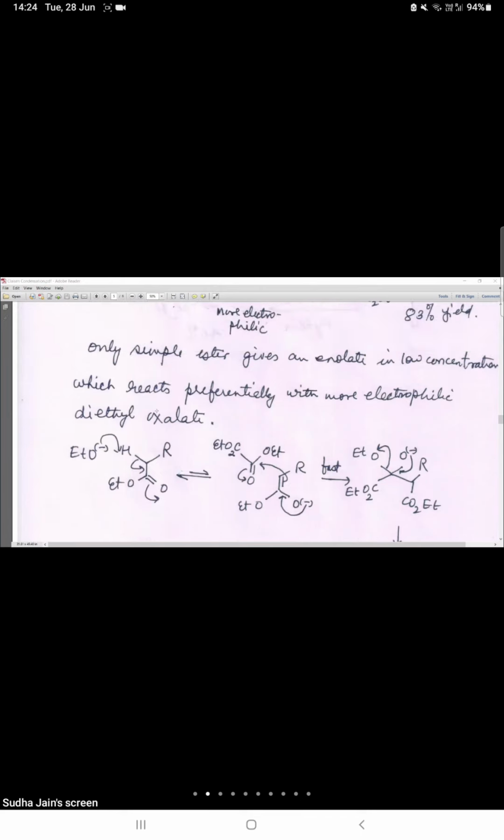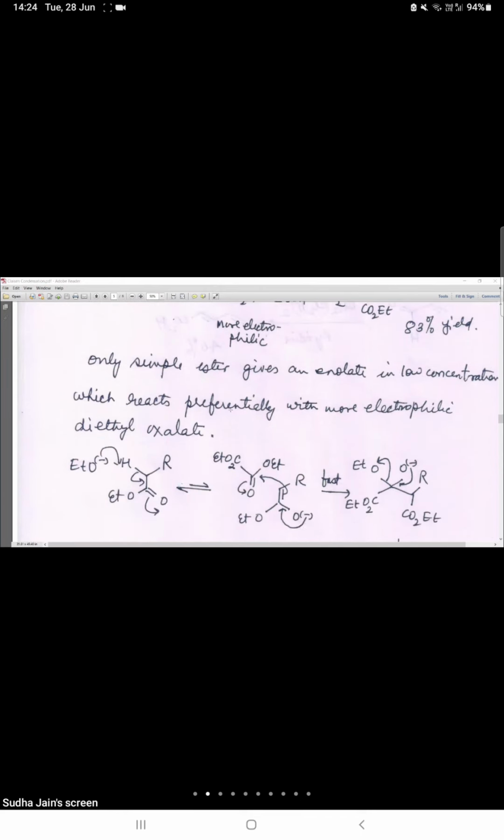You are having an intermediate with an acidic hydrogen, more acidic hydrogen. So this is converted immediately to a stable anion, and usual workup gives you the tricarbonyl compound. So this is very good method for the synthesis of a tricarbonyl compound. Actually, this is the beauty of this reaction. You are getting a tricarbonyl compound in good yield, 83% yield. Okay, tricarbonyl compound is formed in 83% yield.